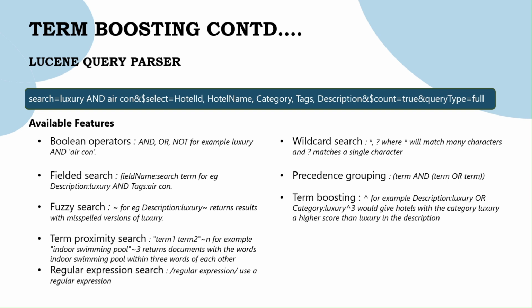For example, description luxury and category luxury with a power of 3 basically boosts the results where luxury appears in the category field over the description field. So by using this advanced query feature, we can make searches far more relevant and tailored to user needs. So in the next steps, I will show you some examples of this query in action to demonstrate how powerful the Lucene query parser is.